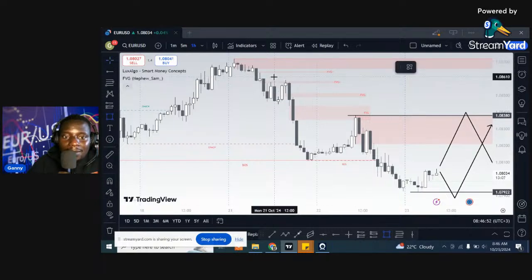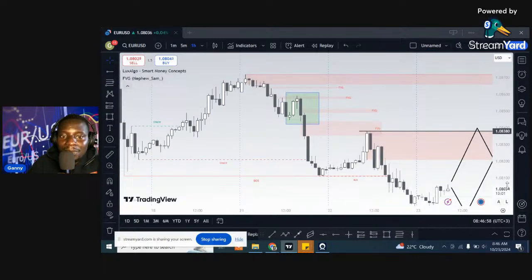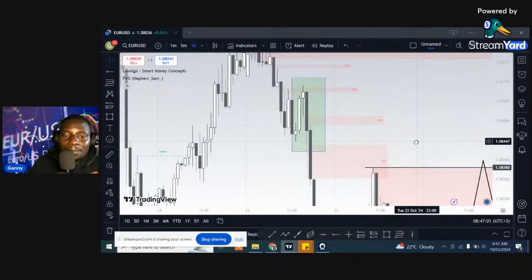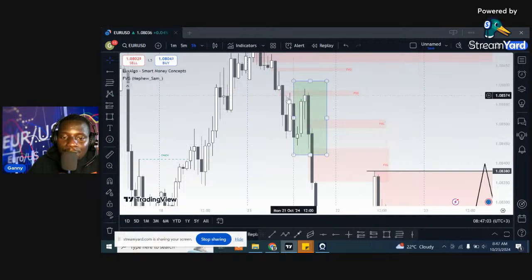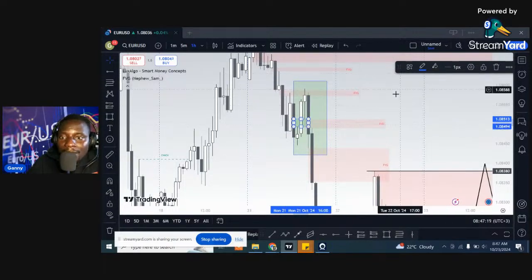Let's focus at this area right here. So what an inversion fair value gap is, this is when price overlaps a previously existing fair value gap. So for example, let me try and zoom in right here. So we had a small fair value gap right here. I don't know if you guys can see it. It was a bullish fair value gap right there.